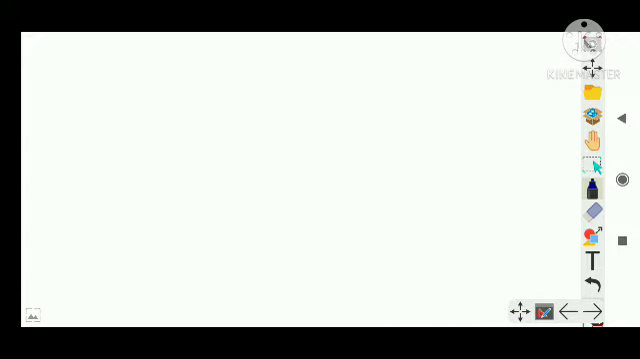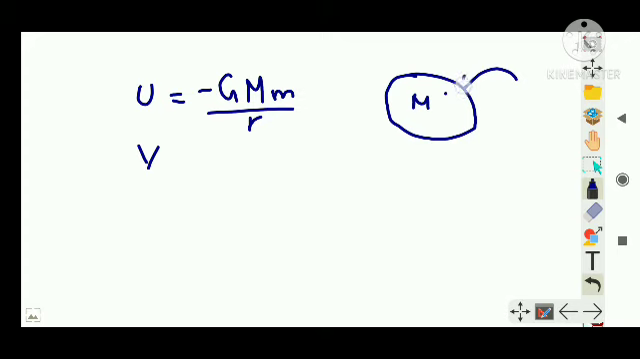We talked about potential energy, which is U, and we talked about potential, which is V. Potential energy is the work done to bring a mass from infinity to a point in the field of a source mass. Hence, we found the potential energy equation as minus GMm by r, where M is the source mass into whose field you are trying to bring a small mass m from infinity. When you bring the mass from infinity to this point, let's say P, and the distance between the source mass and this point is r, then U is equal to minus GMm by r.